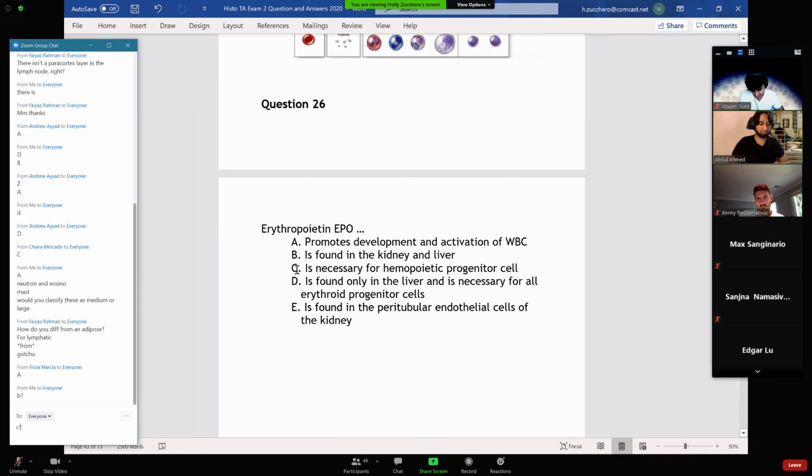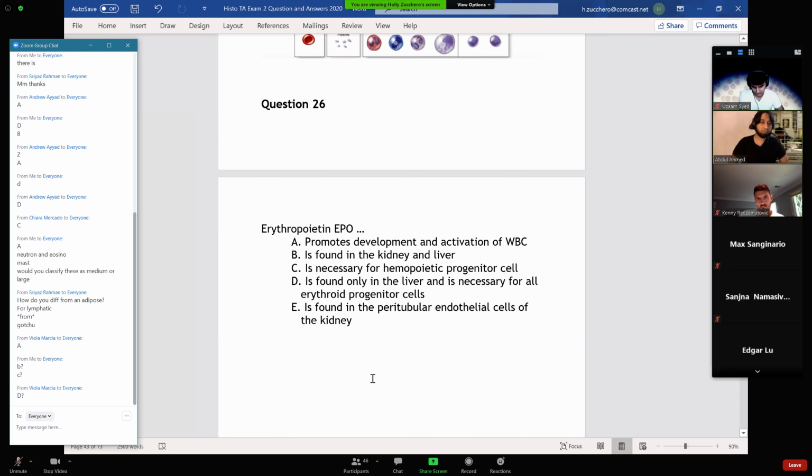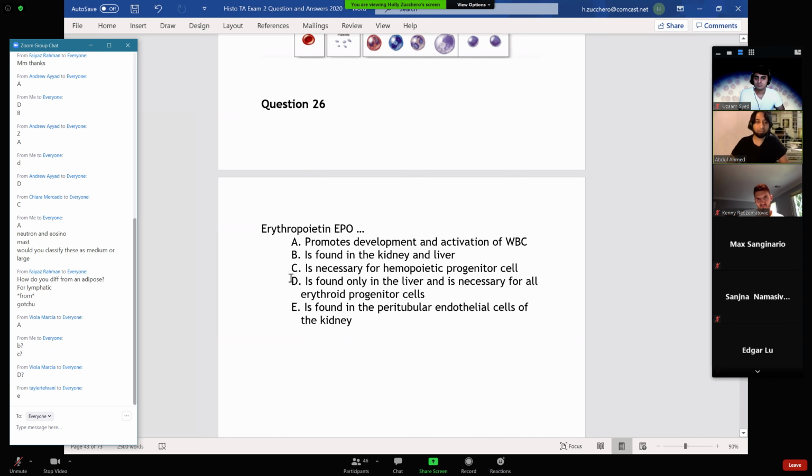Does anyone know the answer? No, it's not C and it's not D. So I'll explain each one. It's definitely not A. It doesn't do white blood cells. B is not found in the kidney and liver.